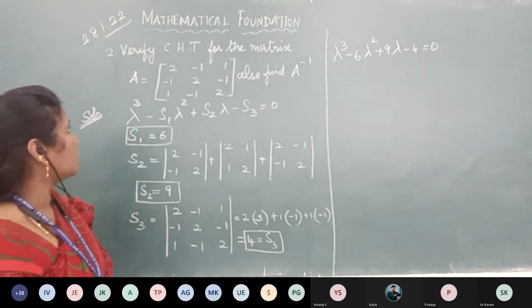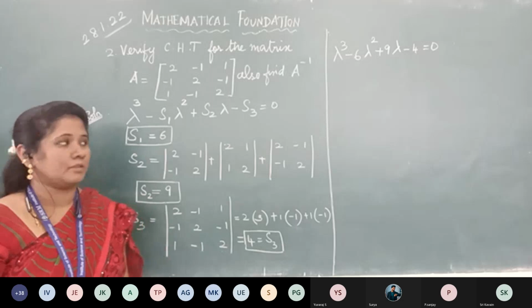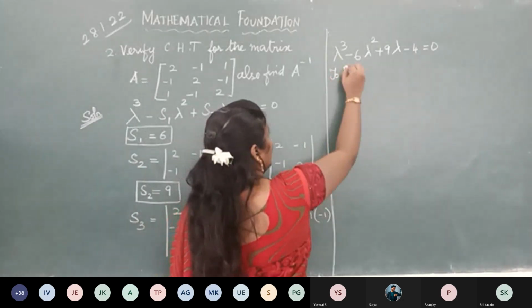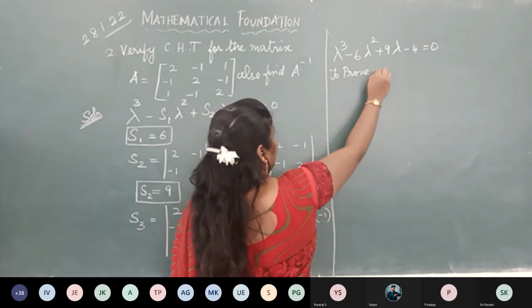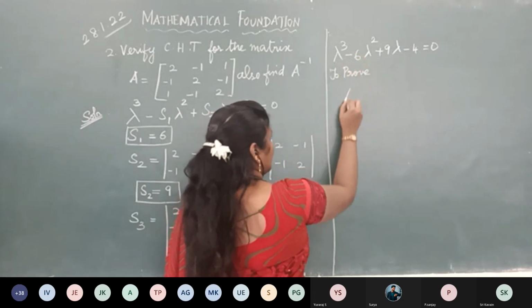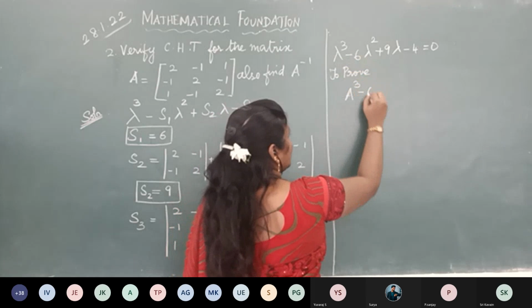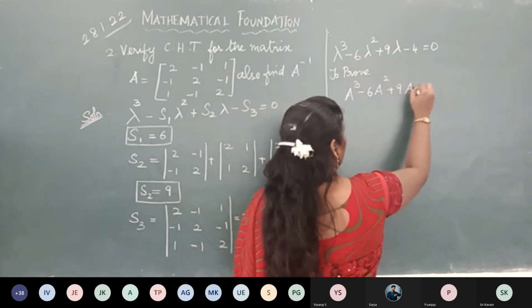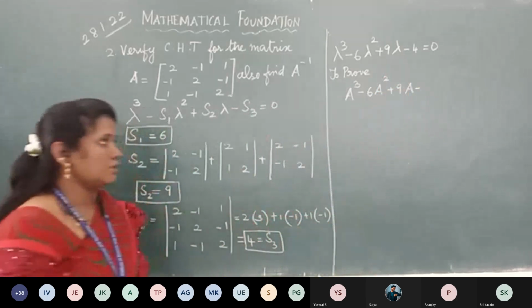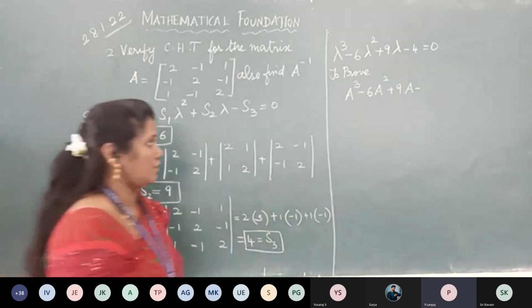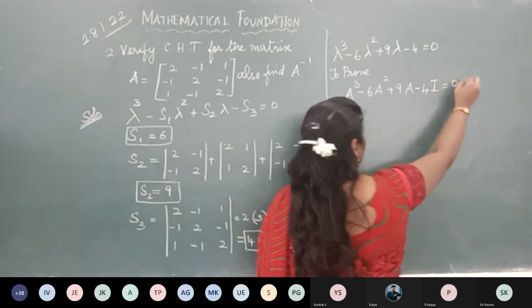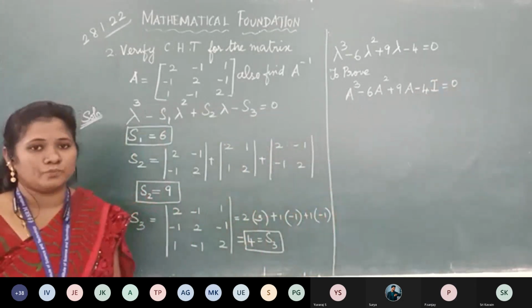Now in the question they have asked you to verify the Cayley-Hamilton theorem. So to verify the Cayley-Hamilton theorem, what will you have to prove? Instead of lambda, you will take A: A cube minus 6A square plus 9A, and the constant you will take as 4I, the identity matrix. So A cube minus 6A square plus 9A minus 4I is equal to 0. This is what you're going to prove.